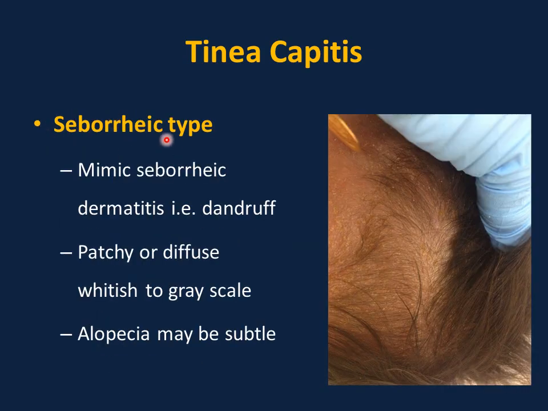The seborrheic type is the type that is difficult to diagnose in tinea capitis, because it mimics seborrheic dermatitis with dandruff, and you will see patchy or diffuse whitish to gray scale. Alopecia may be subtle in this case, that's why it's not easy to diagnose, and the treatment here will also be the same. The child will require oral antifungal medicine.